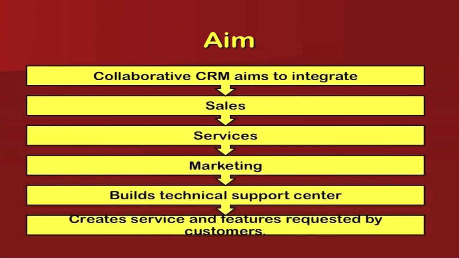What is the aim of collaborative CRM? The collaborative CRM aims to integrate sales, services, marketing, and technical support centers, and create services and features requested by customers. So, what is CRM aiming at? It is to collaborate the data so as to integrate all the functions of management and try to systemize the design of the strategy in such a way that a minimum investment can give maximum reach.